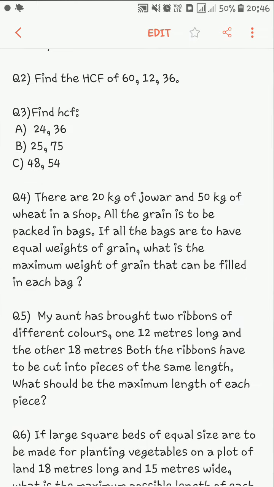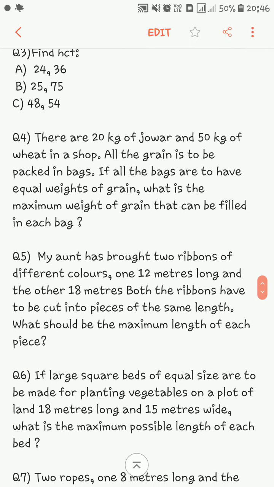Let's move on to the word problem. There are 20 kg of jawar and 50 kg of wheat in a shop. All grain is to be packed in bags. If all the bags are to have equal weights of grains, what is the maximum weight of grain that can be filled in each bag? Okay, whenever you get a question like this in exam, how will you come to know that you have to do HCF? If you see the word equal in the question along with maximum, then it means you have to solve the question using HCF.